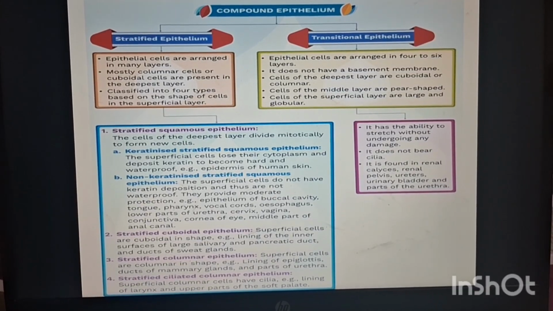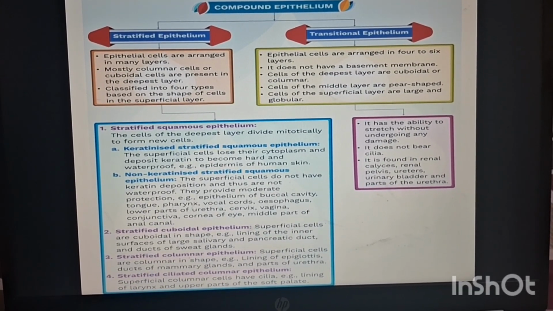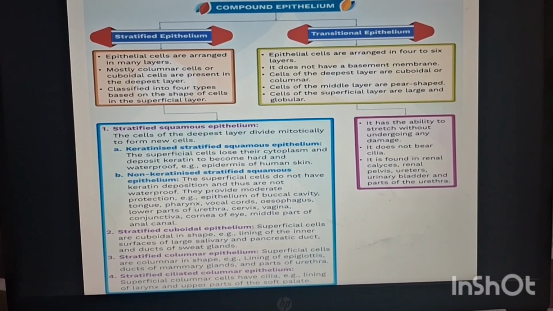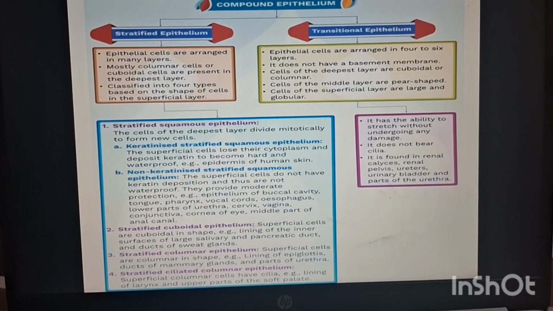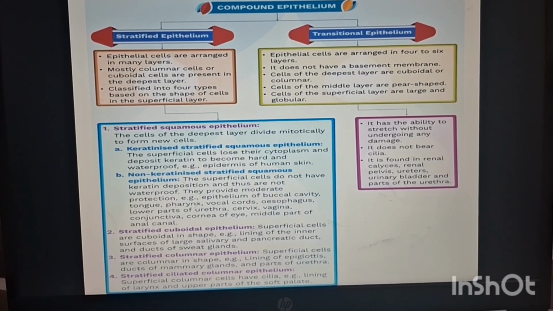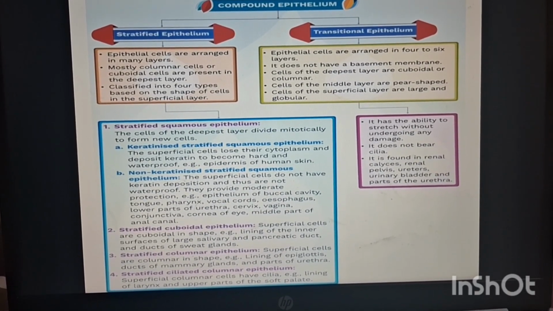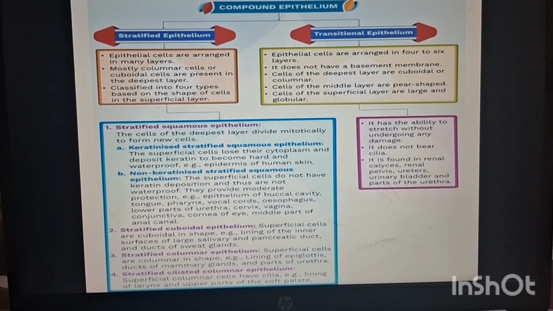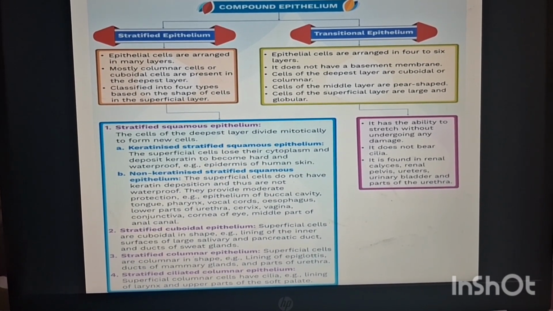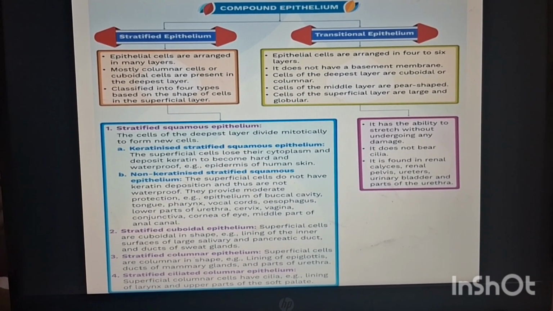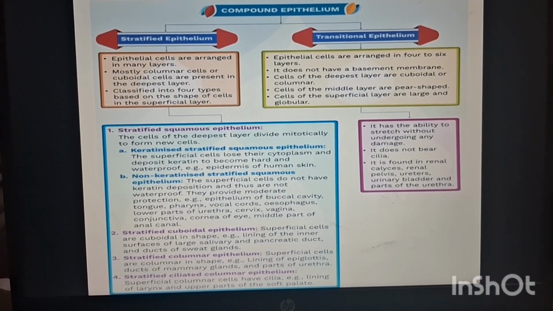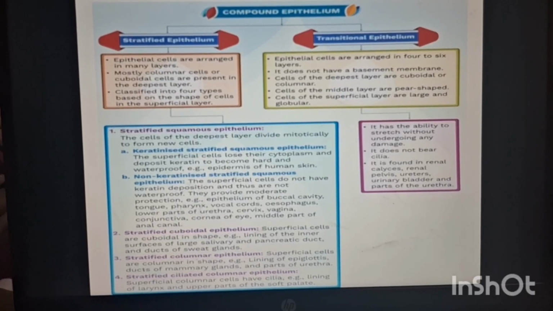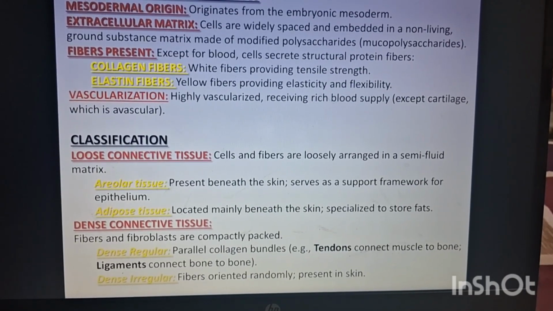Next, transitional epithelium. These epithelial cells are arranged in 4 to 6 layers. It does not have a basement membrane, and cells of the deepest layer are cuboidal or columnar and cells of the middle layer are pear-shaped. Cells of the superficial layer are large and globular and it has the ability to stretch without undergoing any damage. It does not bear cilia and it is found in renal calyces, renal pelvis, ureters, urinary bladder and parts of the urethra.